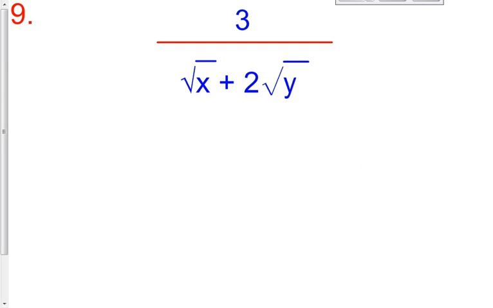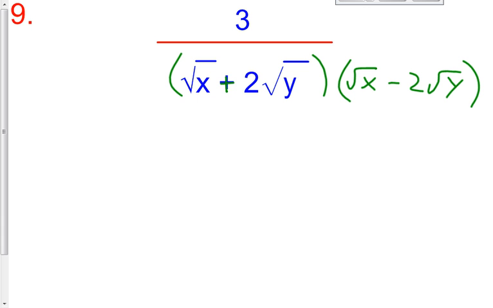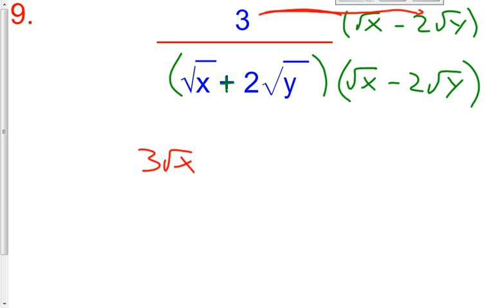But the process remains the same. We're going to multiply by the complex conjugate, which is going to be the square root of x minus 2 square root y. It's the exact same binomial with one difference, the sign being switched. So multiply by the square root of x minus 2 square root y. Let's distribute the numerator. 3 times both of these two terms. 3 times the square root of x is 3 square root x. 3 times a negative 2 square root y is a negative 6 square root y.